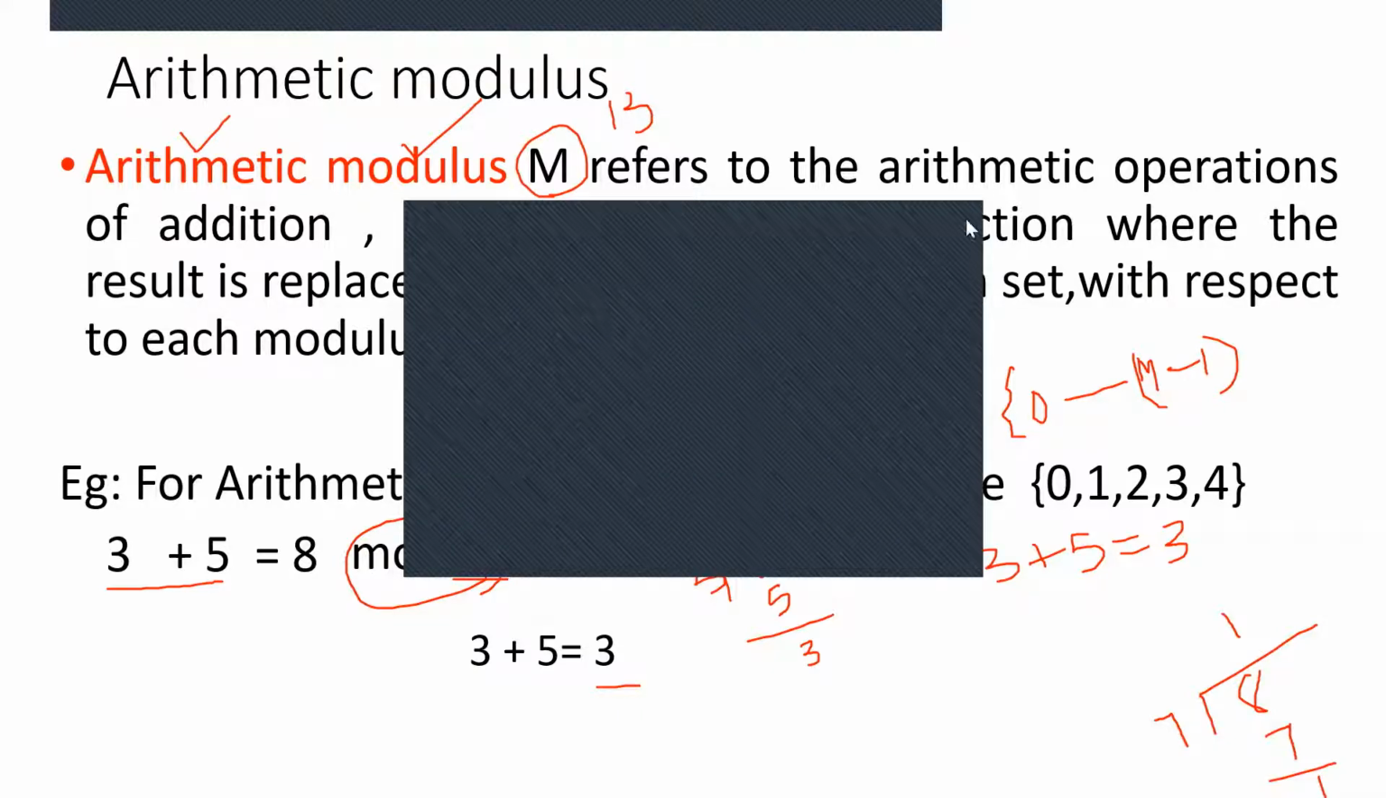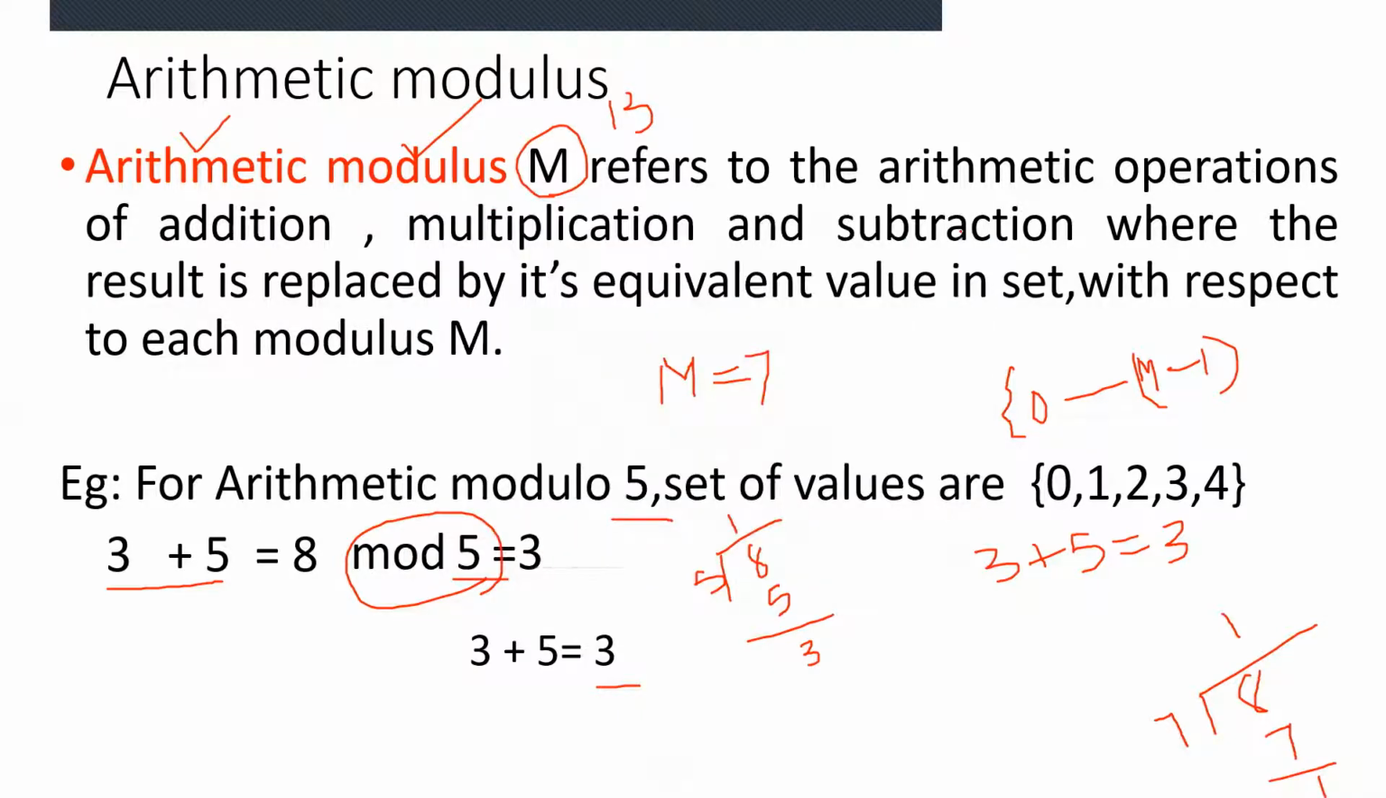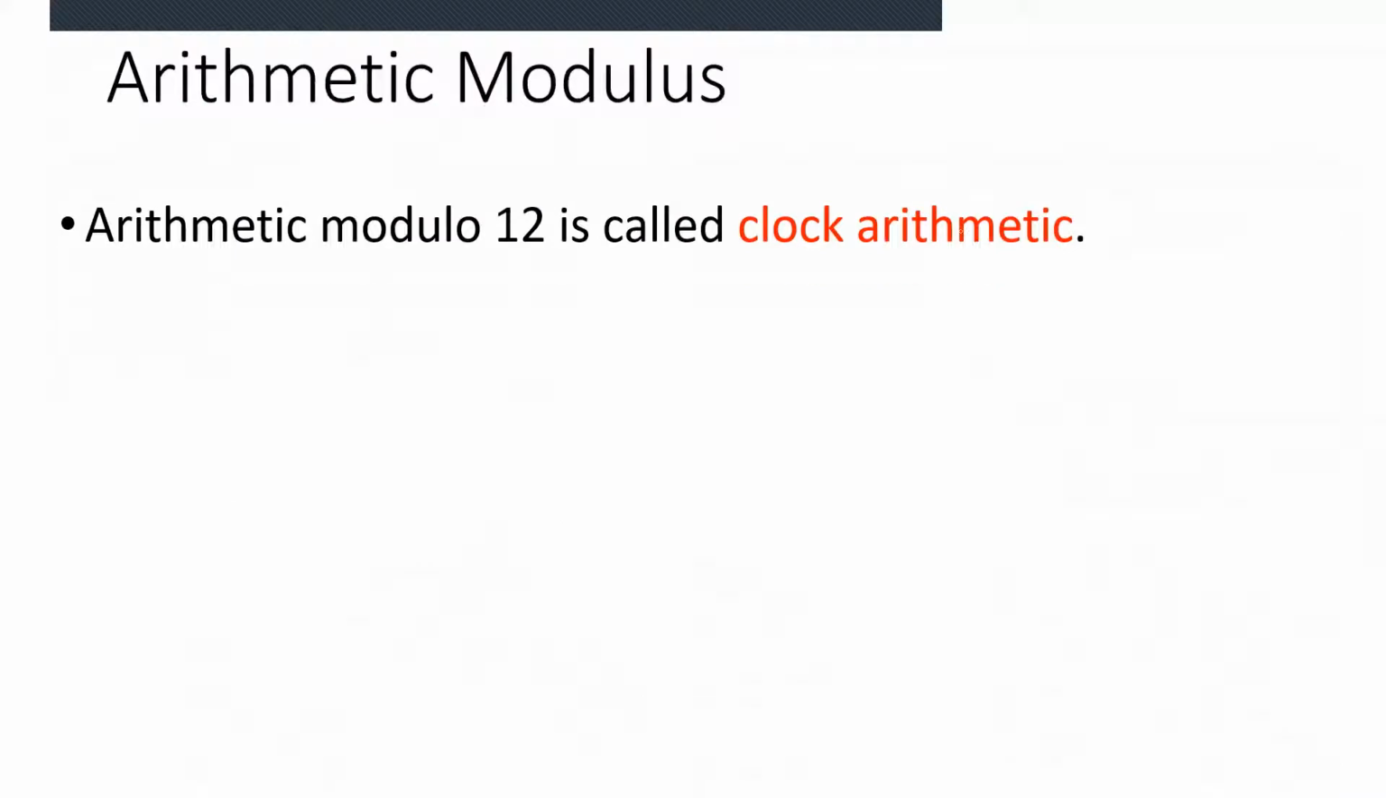Similarly, under arithmetic modulus, if you are performing modulus with 12, it is also known as clock arithmetic. Understood? Clock arithmetic. This clock arithmetic is nothing but finding arithmetic modulus with 12.